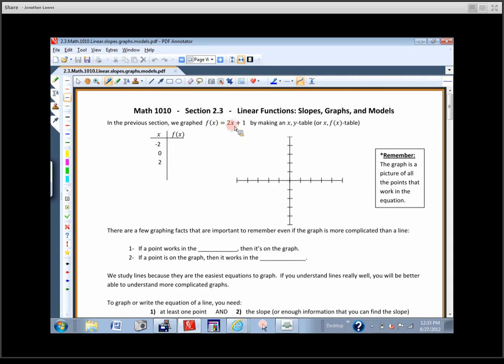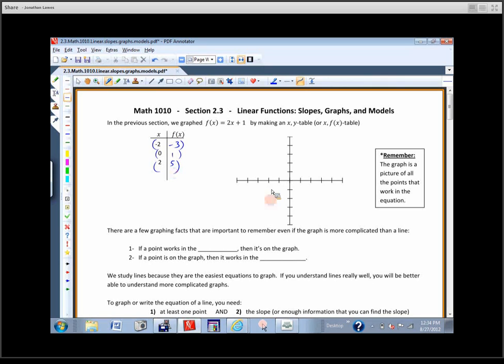So if I plug in a -2, get -4 from there, I add 1, so this is going to be -3. Correct me if I make a little arithmetic mistake. If I plug in a 0, I get 2 times 0, that's 0, add 1, so I get 1. If I plug in a 2, 2 times 2 is 4, add 1, that's going to be 5. So here are the points that I want to plot.